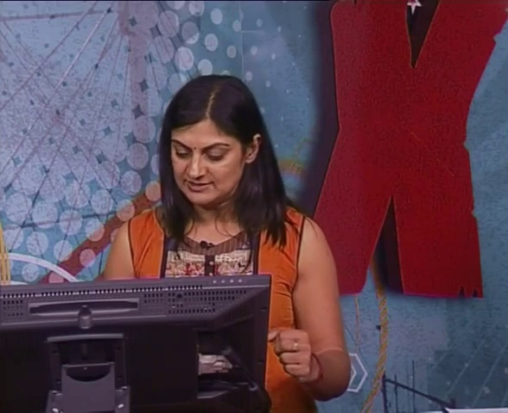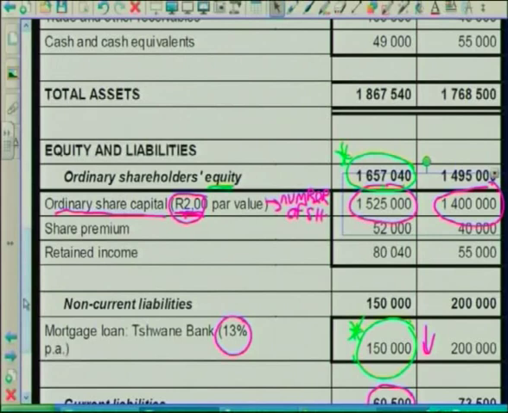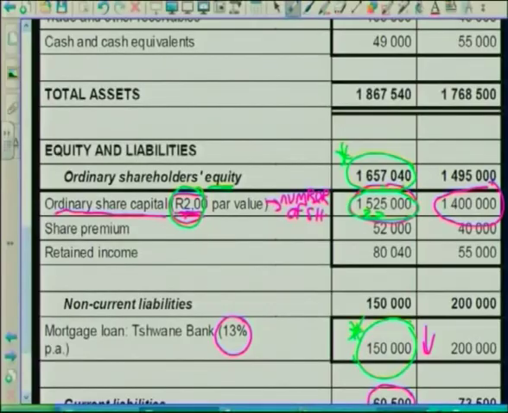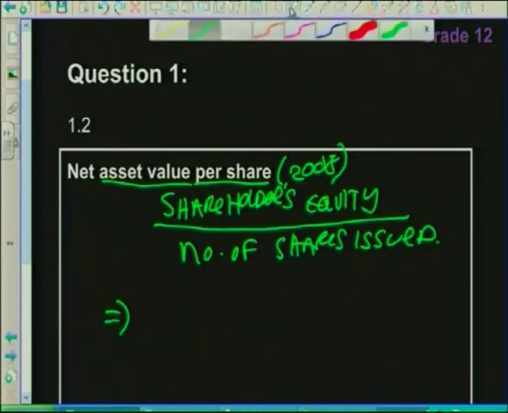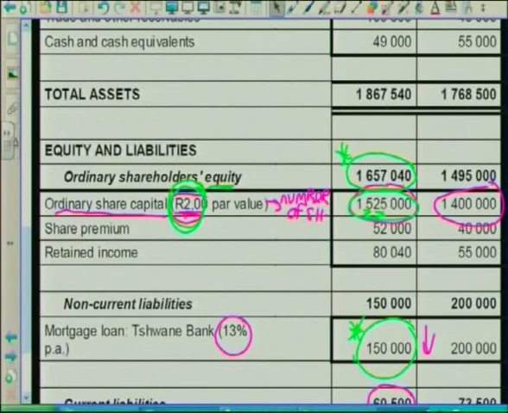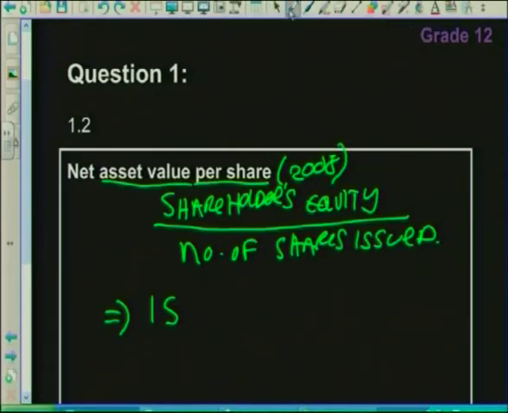So we're going to go back to our balance sheet, and we are looking at our ordinary share capital. Okay, there we go, ordinary share capital. 2008, our ordinary share capital sitting at 1,525,000. And in brackets, we've got your shares have a par value of 2 rand. So if we're going to calculate the number of shares issued, grade 12s, all we're doing is taking our capital amount, and we're going to divide this by our par value of 2 rand. So let's do that quickly. Our capital amount was 1,525,000, divided by a par value of 2 rand to work out how many shares were actually issued.